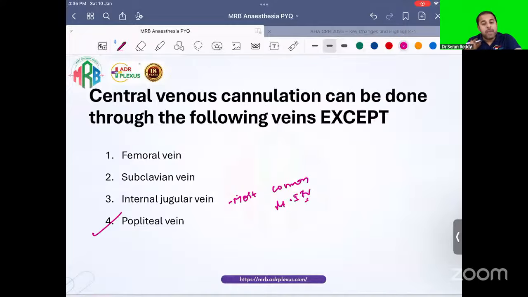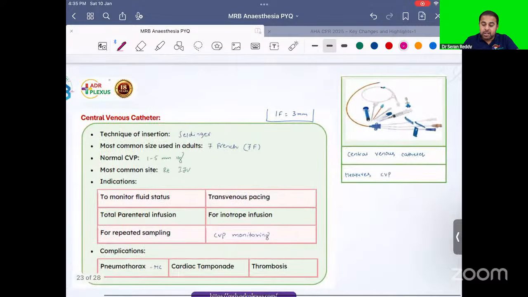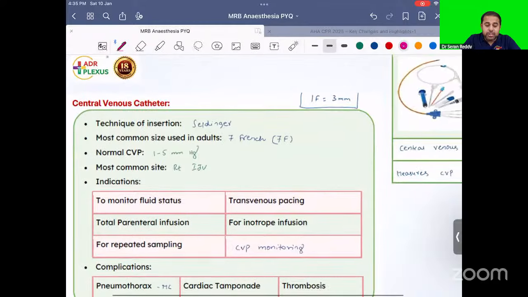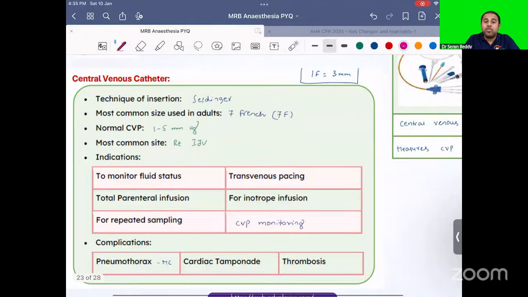Subclavian also you do in very difficult situations. You can go for femoral vein also. So this is the central venous catheter. It helps in measuring CVP. The technique of insertion we call Seldinger technique. Most common size used in adults is 7 French. Normal CVP is 1 to 5 mmHg, and most common site is right IJV. Why do we use this central venous line? To monitor the fluid status, to give TPN, total parenteral nutrition, for repeated sampling, CVP monitoring, infusing inotropes, transvenous pacing.